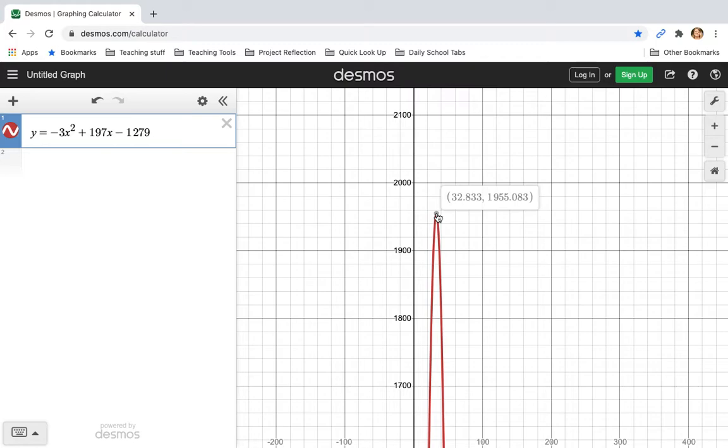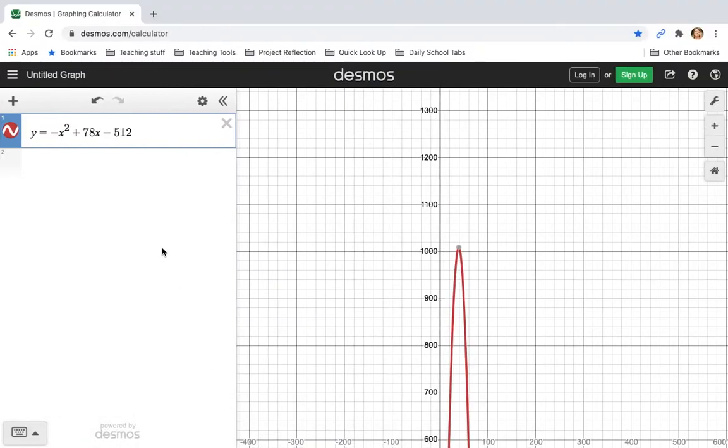$32.83. So I'm just going to write that down on just some scratch paper. $32.83 will give us a max profit of $1,955.08. Remember, if we're rounding to 2 numbers after the decimal, which is dollars and cents, that 3, because it's lower than 5, makes our 8 stay 8. If it was 5 or higher, this 8 would become a 9. So 1955.08 would be a price in dollars and cents.